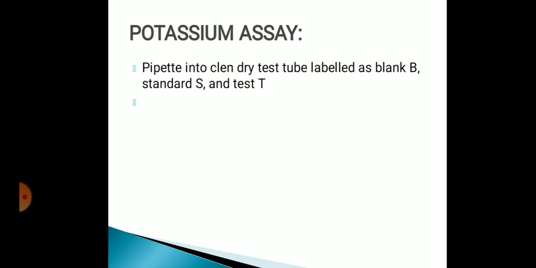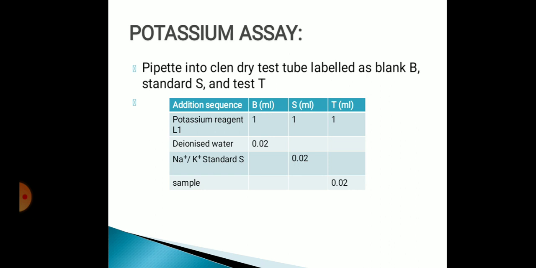Take 3 test tubes and label them as blank, standard, test. Add 1 ml of potassium reagent L1 to blank, standard, test, 20 microliter of deionized water in blank, 20 microliter of sodium potassium standard in standard, and 20 microliter of sample in test.